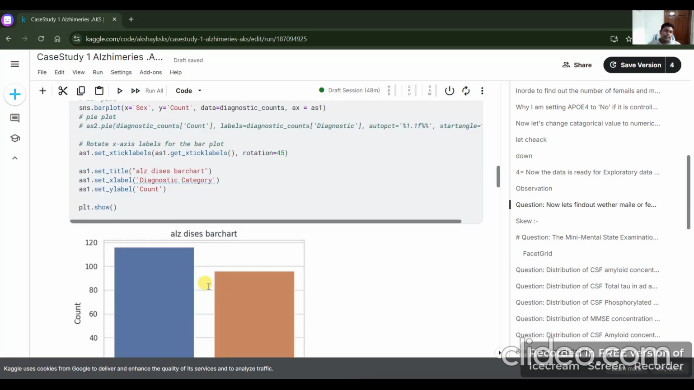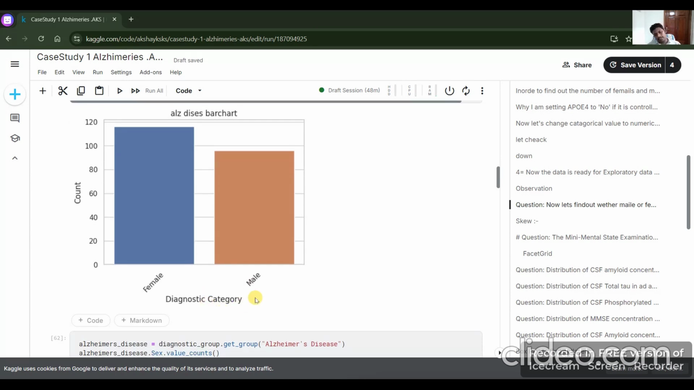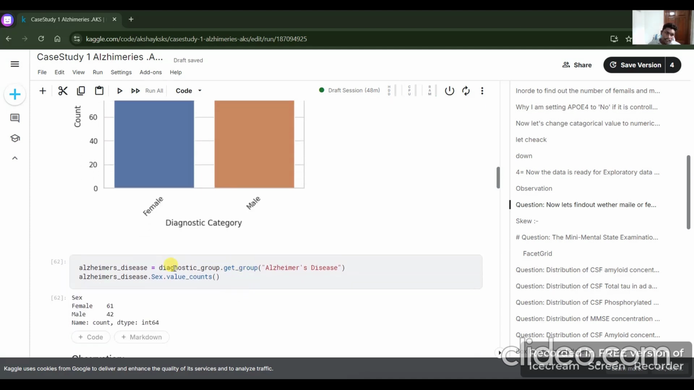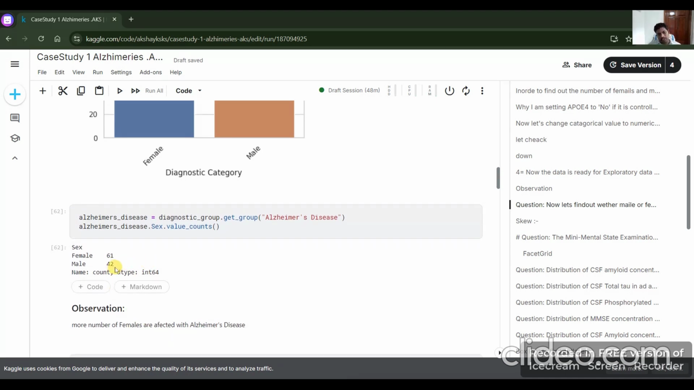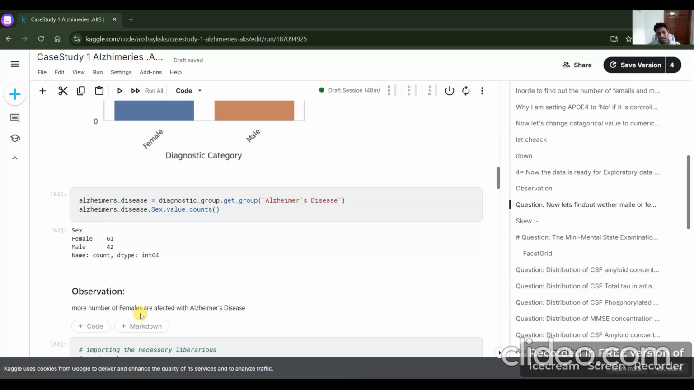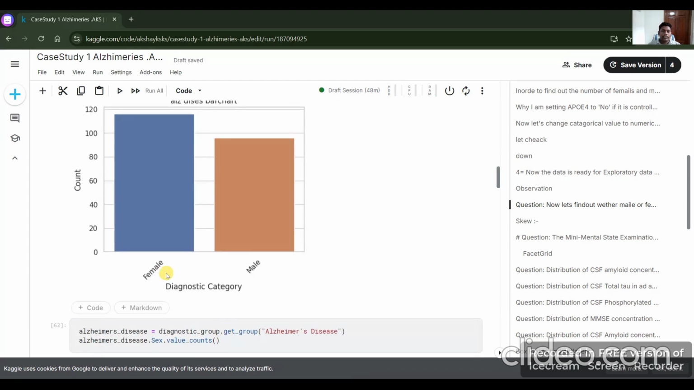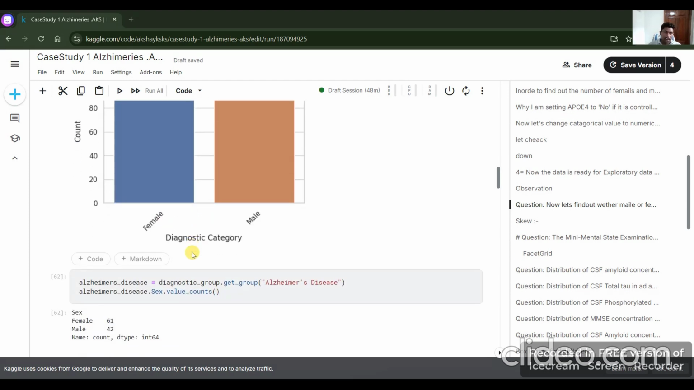Here we can see the output: the diagnosis category with female and male categories. Females are more in the Alzheimer's disease bar chart, and males are fewer. We can see this difference. For the Alzheimer's disease diagnosed group, sex value counts show female is 61 and male is 42. In the observation, a larger number of females are affected by Alzheimer's disease. Females are more affected. You can see the graph.